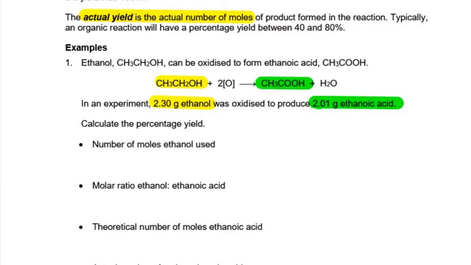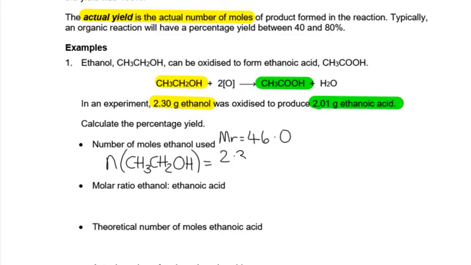Now remember, in chemistry nothing is left as masses, so we're going to convert that into moles. So the first thing that you need to do is figure out what the MR is of ethanol. So pause the video and add up the MR of ethanol. If you've added that up correctly, you should have got 46, 2 carbons and 6 hydrogens and an oxygen. So the number of moles is mass over MR. So the number of moles of ethanol at the start of the experiment was 0.05 moles.